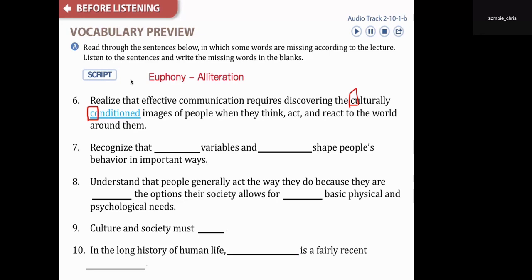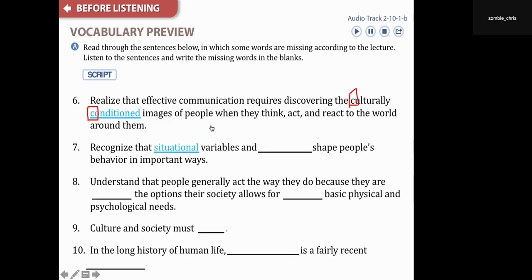We will often put combinations of words that begin with the same letter just because of the euphony, the pleasant sounding nature of those words going together. So culturally trained, you could say that, but it's much more pleasant to hear culturally conditioned because of the k and the k. In English this is called alliteration, and it's a common device used in literature and in public speaking as well, when you want to make your spoken language sound a little bit more attractive, a little bit more pleasant. So we generally say, because of the alliteration, culturally conditioned.